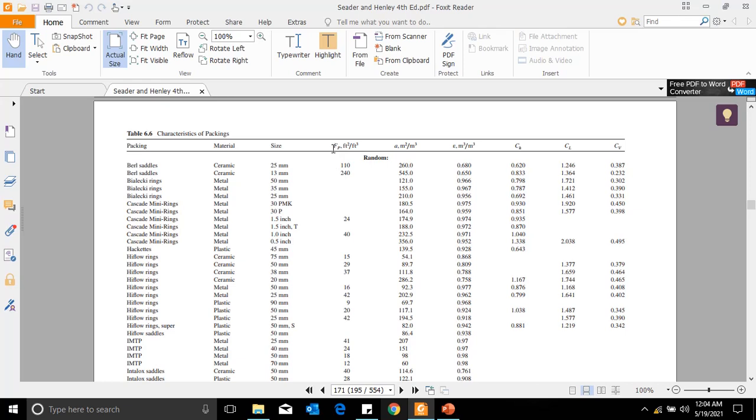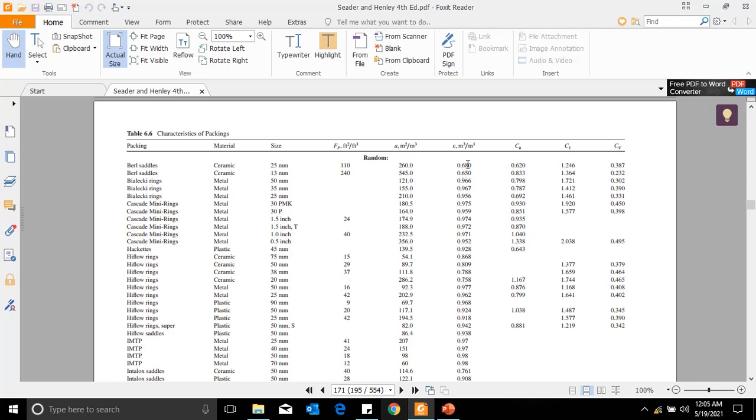Then there is this factor FP, which we will be using in the next lecture, called the packing factor. Then there is the specific packing area, which I told you is represented with small a, and it is dependent on the packing type. It will be different for different packings, and even if you keep the same packing but change the material, these values will change. Then there is the void fraction, in cubic meter per cubic meter of the packed bed. That is also different for different packings.